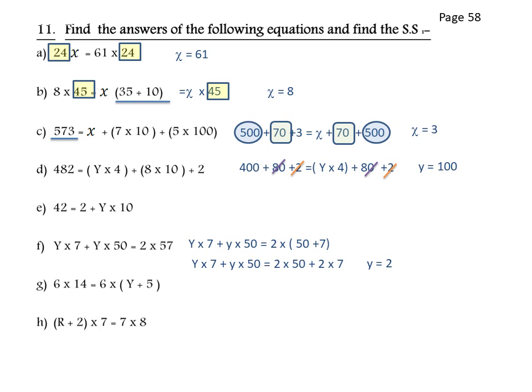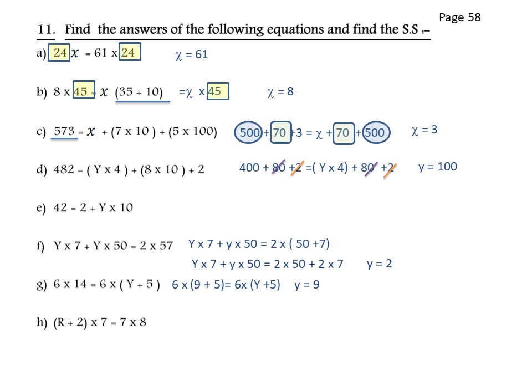Number G: 6 times 14 equals 6 times (y plus 5). I have 6 here and 6 here. What shall we do now? I want 14 as something plus 5. It would be easier as 10 plus 4, I know, but he gave me y plus 5 and I want to know y. I can write 14 as 9 plus 5. Now I have a common part, so y equals 9.